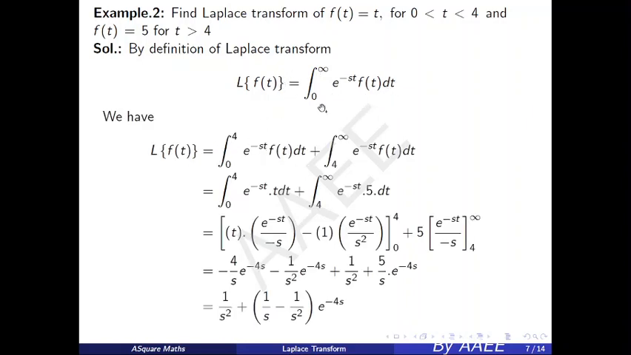The integral will be splitted in two integrals because the function has been defined in the interval from 0 to 4 it is t, and for t greater than 4 up to infinity is 5. So by replacing f of t by t, for t varying from 0 to 4, and this one is for 4 to infinity 5 dt, e raised to minus st as it is.